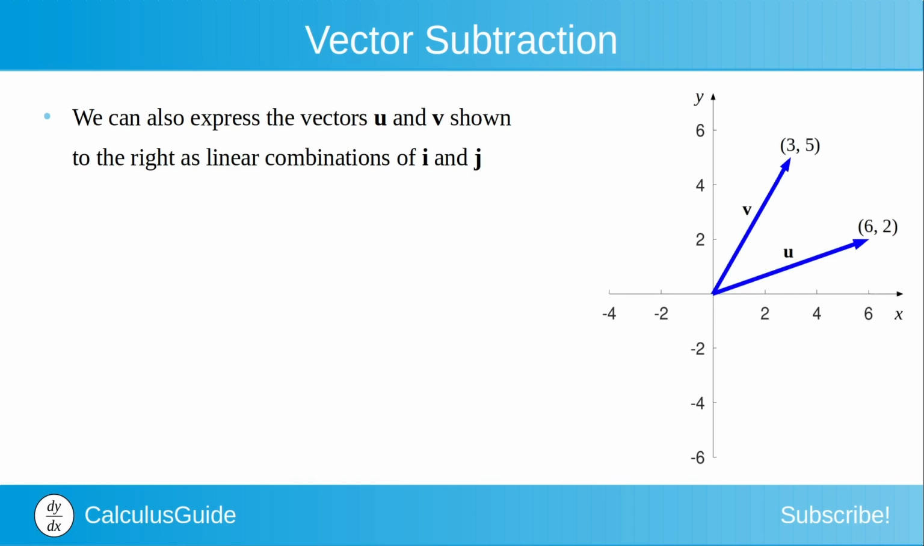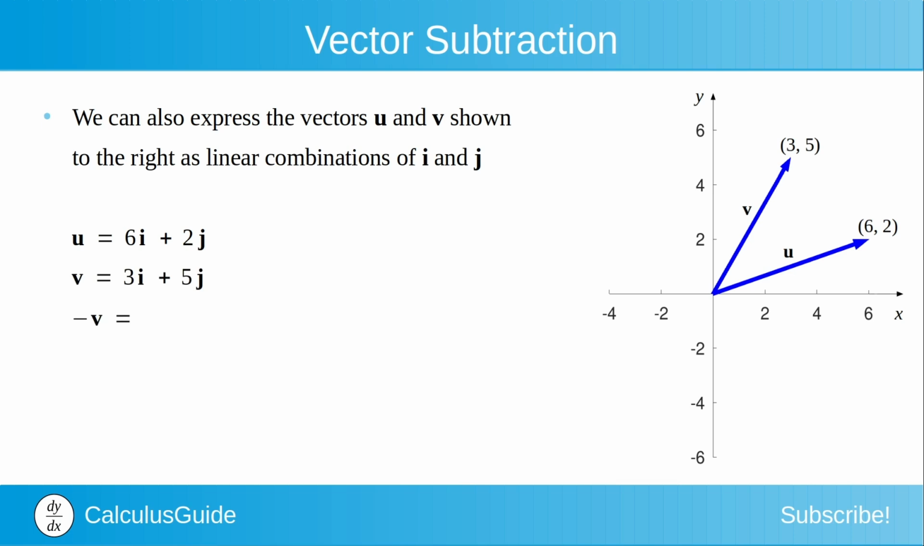We can also express the vectors u and v, shown to the right, as linear combinations of i and j. The vector u is equal to 6i plus 2j. And the vector v is equal to 3i plus 5j.